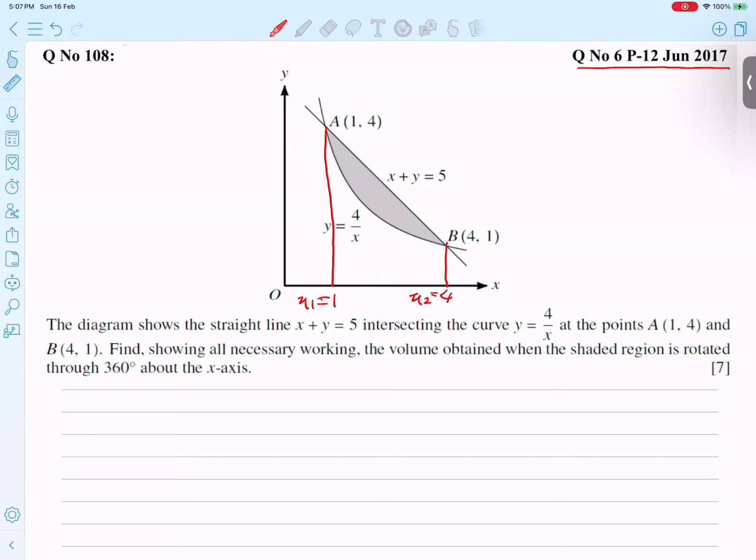So what is the technique? Because, you know it very well, if I integrate the line, I will get the full portion, but if I integrate the curve, I get the white portion. So if I subtract them, we get our answer.